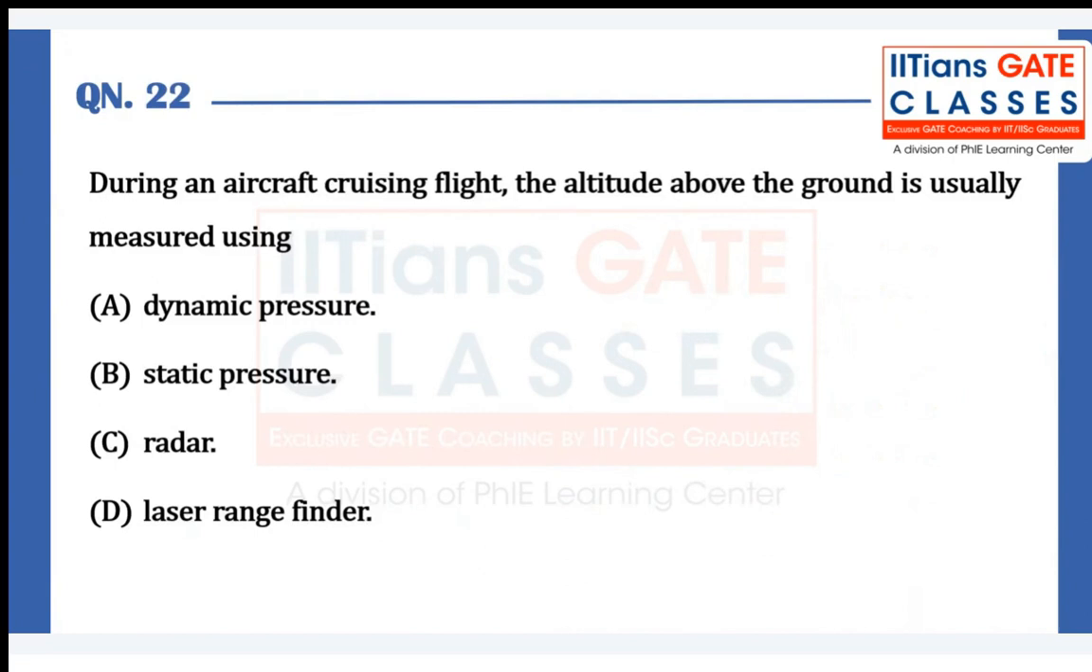During an aircraft's cruising flight, the altitude above the ground is usually measured using: dynamic pressure, static pressure, radar, or laser range finder. So, altitude above the ground. Let's say this is my mean sea level, and this is the altitude which is of interest to me. How would I determine that? From the hydrostatic equation, the pressure decreases. Let's mark the pressure variation like this. The pressure decreases linearly, which means the static pressure decreases.